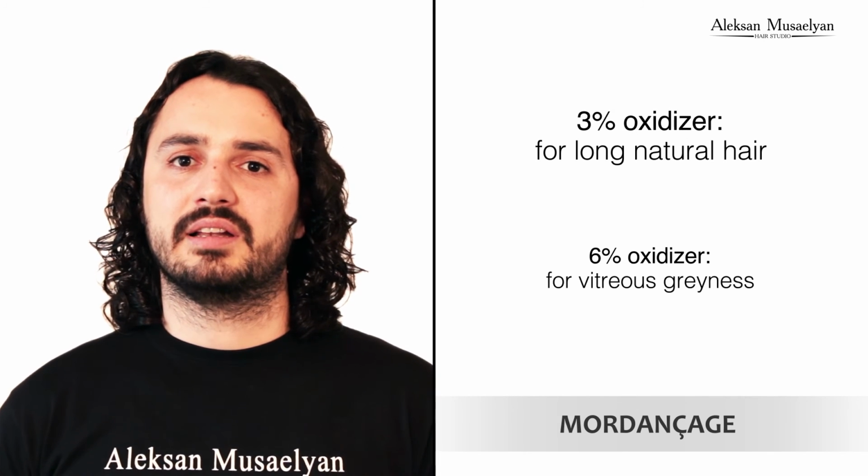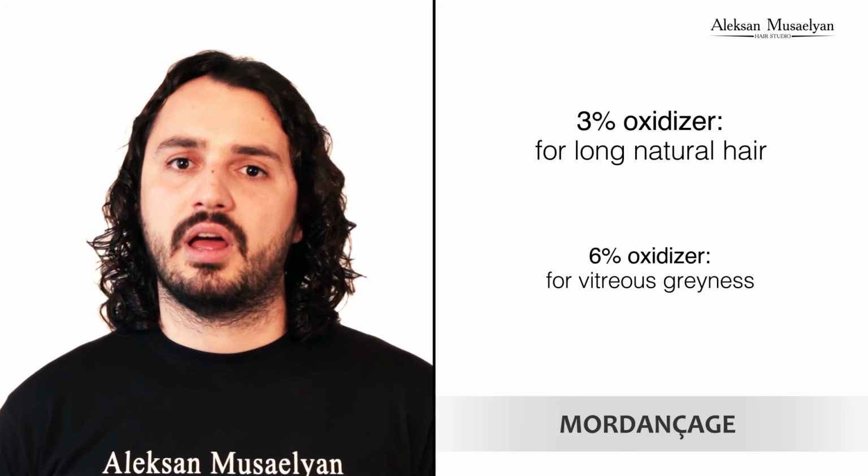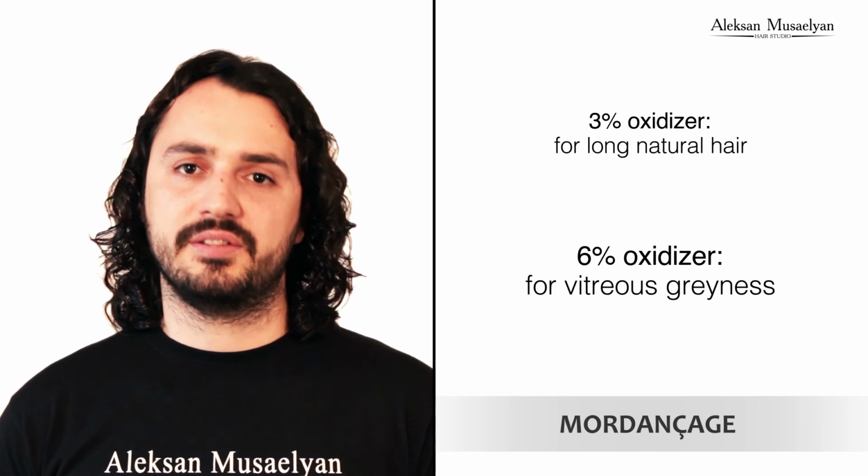For long natural hair, it's recommended to use 3% oxidizer, and for vitreous grayness, 6% oxidizer. Generally, the procedure can be performed as follows. You should apply the oxidant in its pure form along all the hair or to separate areas. Leave this for 10 minutes to take effect. Then you should dry the hair with a dryer and proceed to further coloring without washing the oxidizer away.